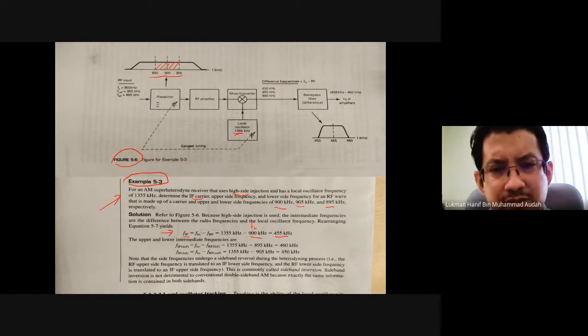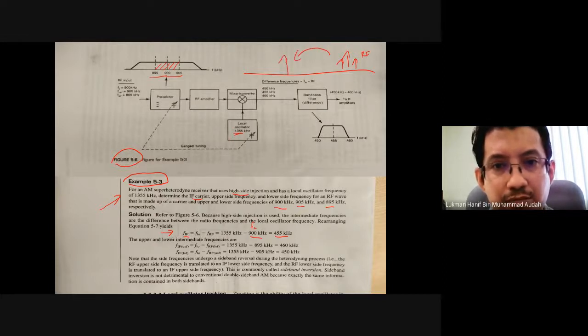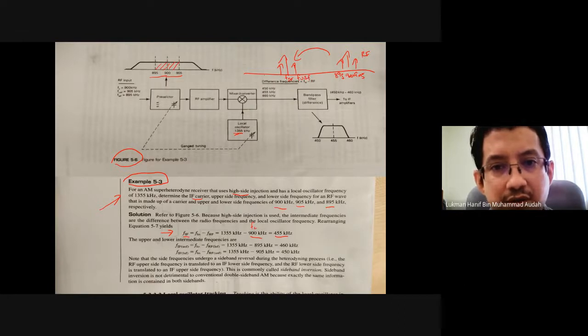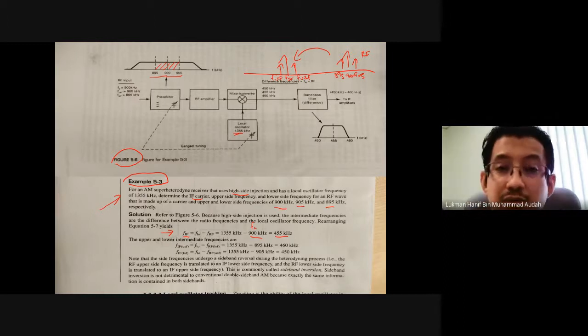So ini saya lukis balik lah. Saya lukis balik. Mungkin kamu perlu faham juga. So this is the RF. We down convert into IF. So this is 900. This is 905. This is 895. So the question is, how much is this FIF? How much is this FUSF? How much is this FLSF? Berapa nilai dia? Itu soalan tanya.